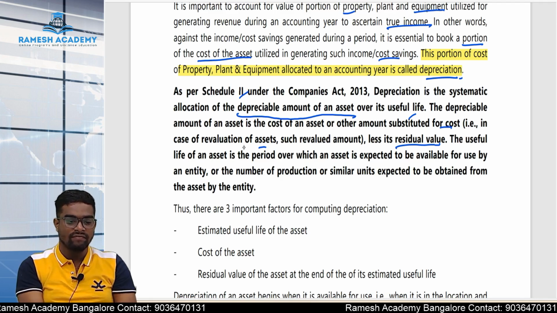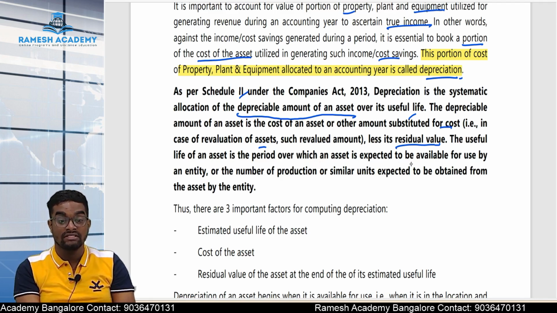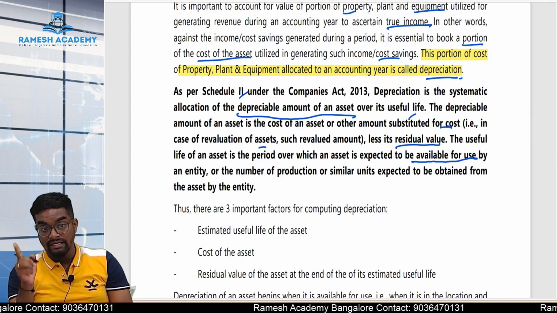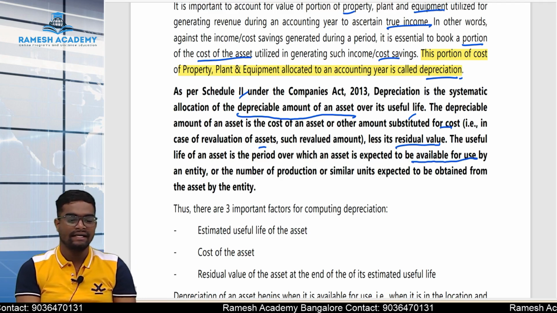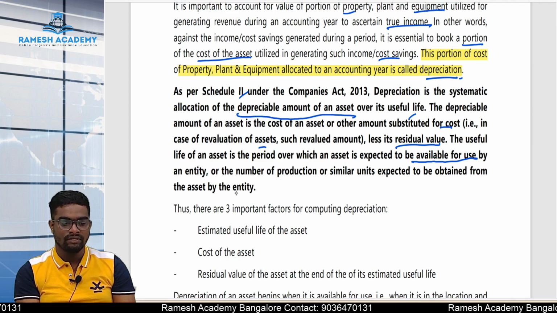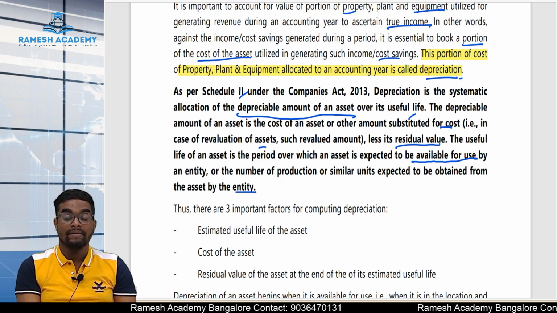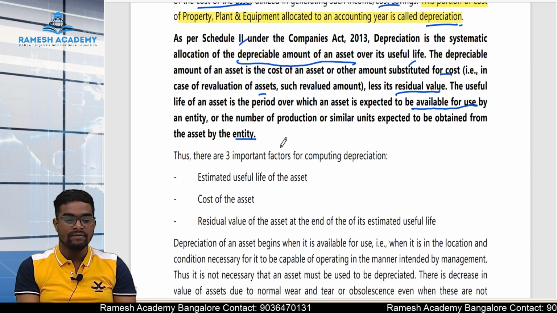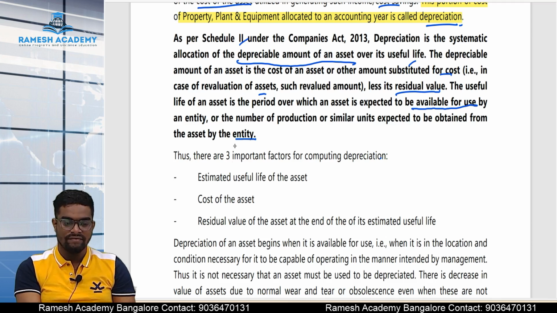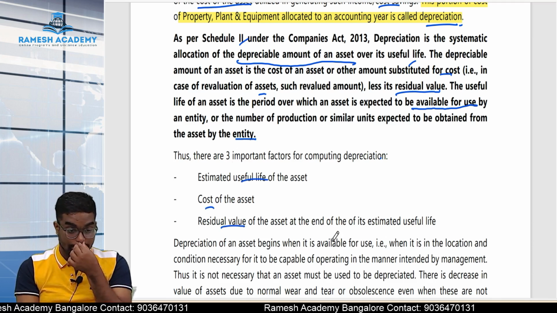The useful life of an asset is the period over which the asset is expected to be available for use by an entity, or the number of production or similar units expected to be obtained from the asset by an entity. I told you, for example, a car in India, 15 years. So there are three factors which affect the depreciation. What are those? Useful life, cost and residual value, which we saw in the beginning.